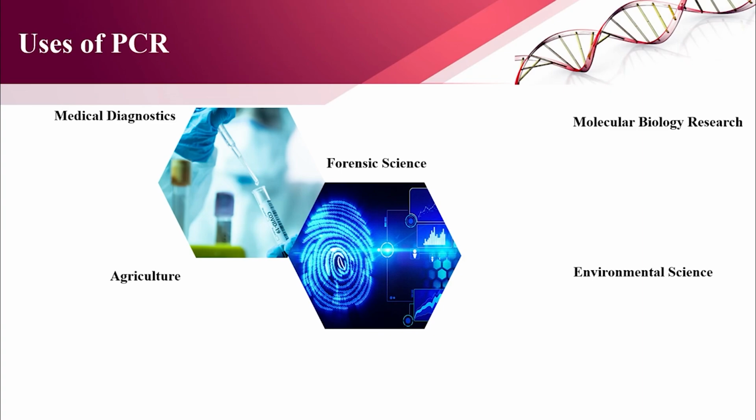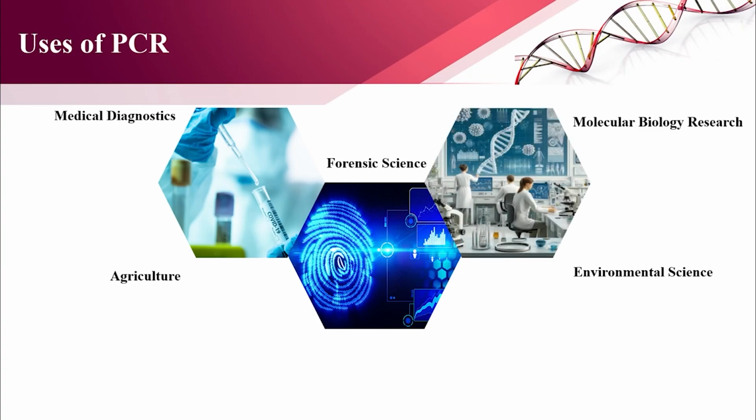The second one is the forensic science. PCR plays a critical role in DNA fingerprinting and forensic investigation. Even tiny samples of DNA from hair or blood or skin cells can be amplified to identify individuals and establish biological relationships. For example, a paternity test or some crime scene test like that.